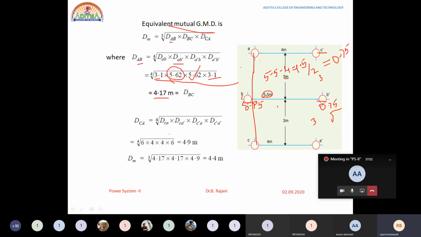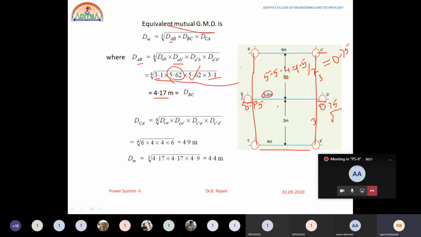Now D to CA dash. Where is CA dash? See here, A dash is here. This distance obviously is 4 meters length. C dash A is again this distance, 4 meters, that you have written over here. D into C dash A dash is again a similar distance, which is 6 meters, 3 plus 3. That is the value you have written over here.